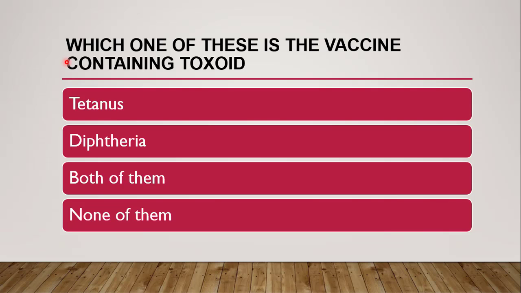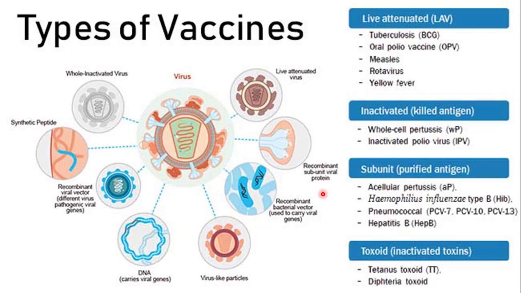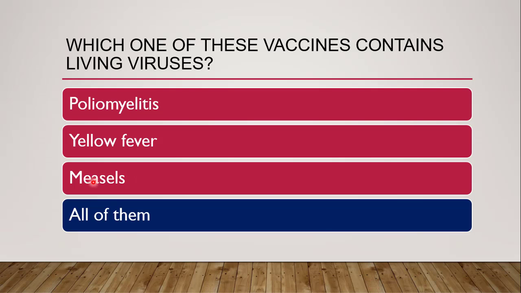Next question is, which one of these is a vaccine containing toxoid? Whether it is tetanus, diphtheria, both of them or none of them. The correct answer is both of them, because if you see the diagram here, you can see toxoids, the examples inactivated toxoids, tetanus and diphtheria. So according to the classification, these are the classes and these are the examples. So tetanus and diphtheria both are toxoids.